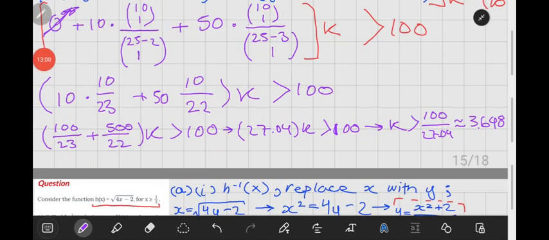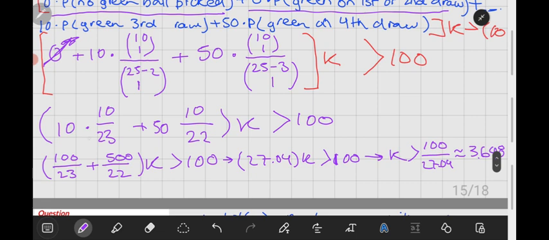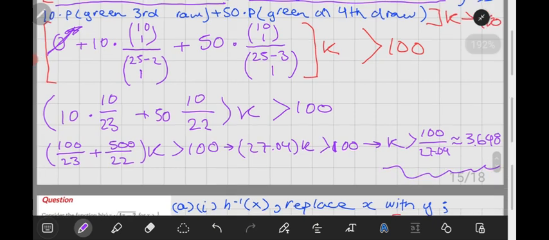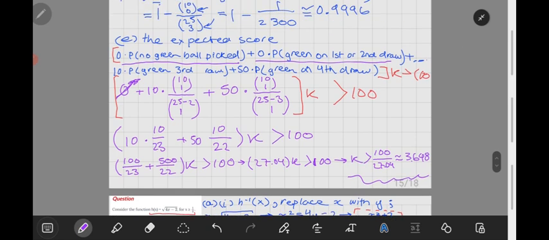Okay, so then when we continue on to solve for the equality, again, we get 10 times 10 over 23 plus 50 times 10 over 22, K greater than 100. And when we evaluate this further, we get 10 times 10, of course, 100 over 23 plus 500 over 22, all times K. And we can simplify this expression inside of the brackets so that we get 27.04, K greater than 100. And then when we isolate for K, we get K must be greater than 100 over 27.04, which is approximately 3.698. And that is our value for that question. And that's all for this question today.